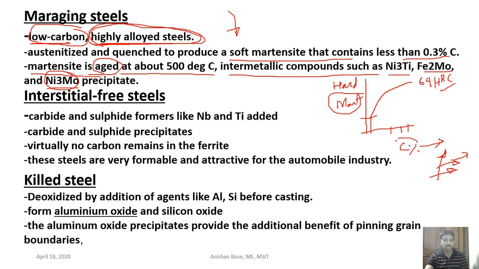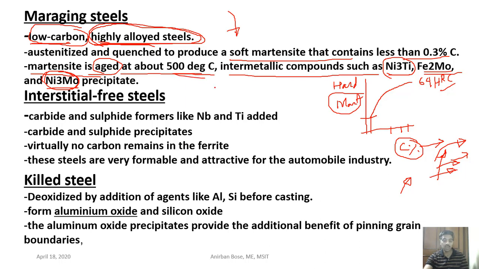Because the carbon percentage is very small, carbide is not going to come very much, or at a very high temperature the carbides are very soft because they will take a spherical kind of shape, so they are not going to increase the hardness. But since you are using different kinds of alloying elements like nickel, titanium, molybdenum present in this kind of steel, the intermetallic phases like Ni3Ti, Fe2Mo, these hard precipitates will now come into the structure, and they are very hard and not going to melt easily at 500 degrees centigrade.